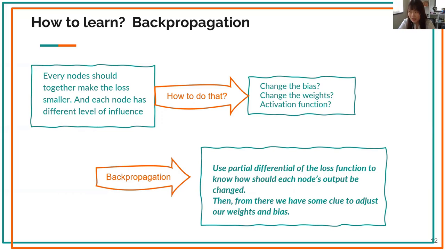The basic idea of backpropagation is that I use the partial derivative of the loss function to know how each node's updates should be changed. For example, this node should be larger, but how large? This node should be smaller. How do you know that? And how much should it change? We can gain this from the partial derivative of the loss function. If we take the partial of the loss function over the partial of the output of the nodes, it basically means how a change of the output of the nodes will affect the loss function. Then after we have that, we have some clue to adjust our weights and biases.